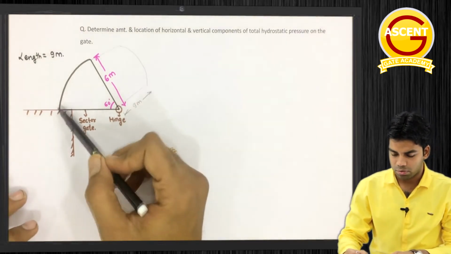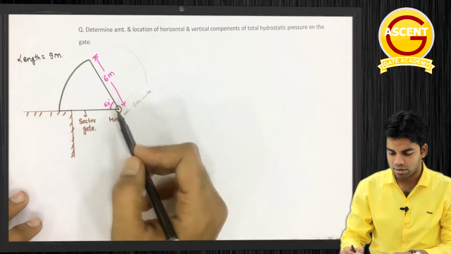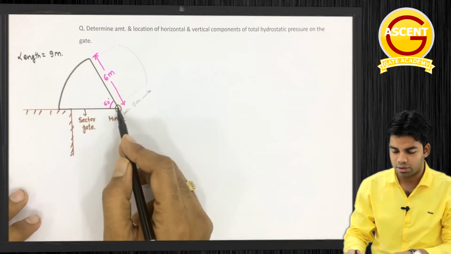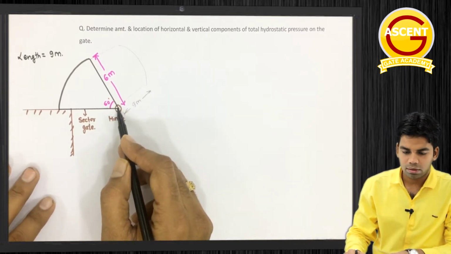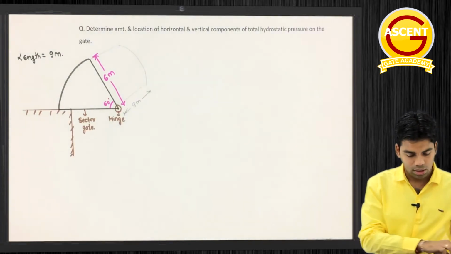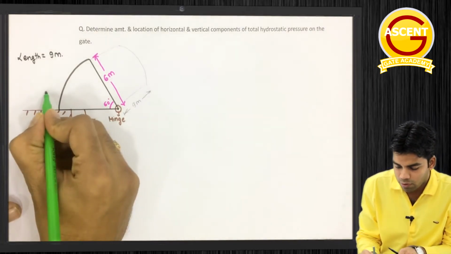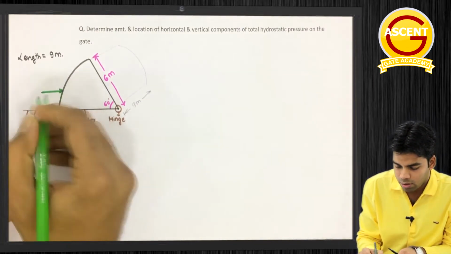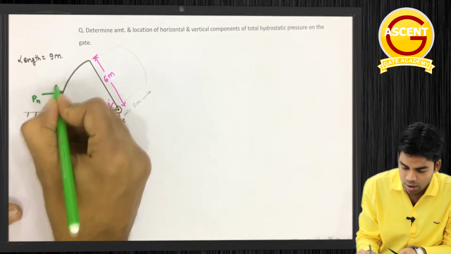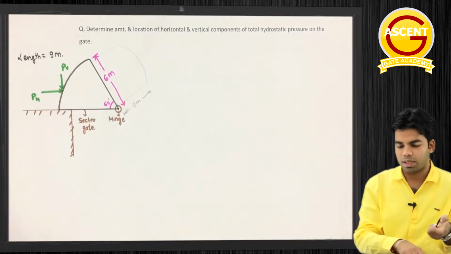This is a curvature of the circle of radius 6 meter. This is a sector gate, and here we have the hinge. We have to determine the horizontal and vertical component of the force which is acting on this gate. The forces acting on this gate will be first horizontal force FH or PH, and second vertical force PV. So this PH and PV we have to determine.